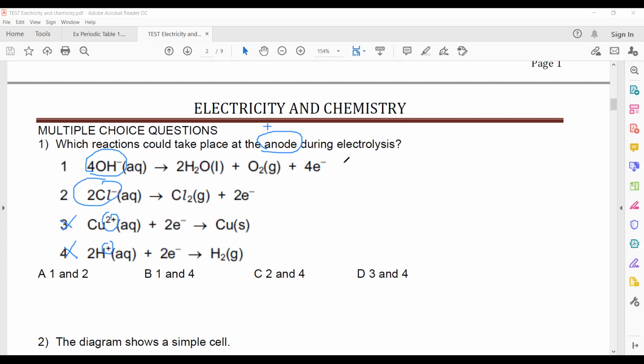So what could be the right answer which can take place at the anode? The negative ions can be attracted. So 1 and 2.